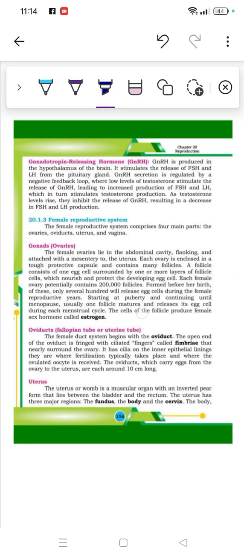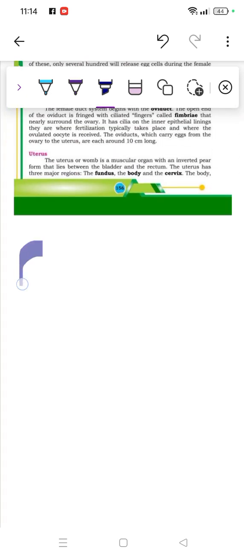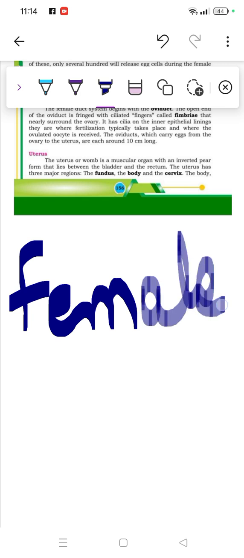So today we'll go with the female reproductive system. We were done with the male reproductive system and all other parts, the spermatogenesis process and so on. So, the female reproductive system.